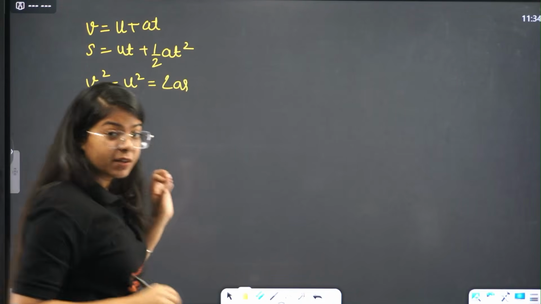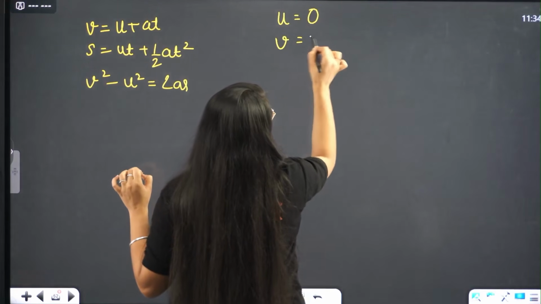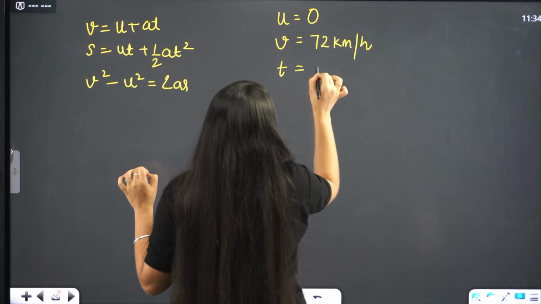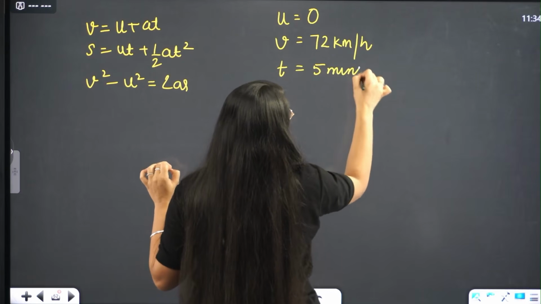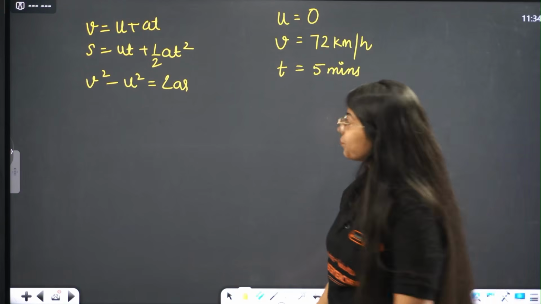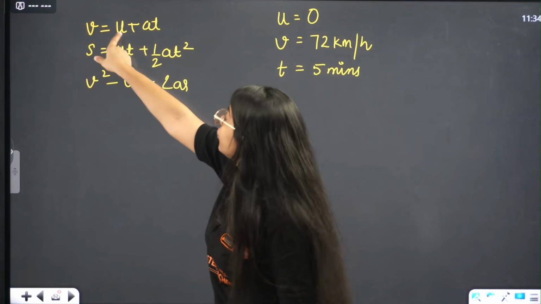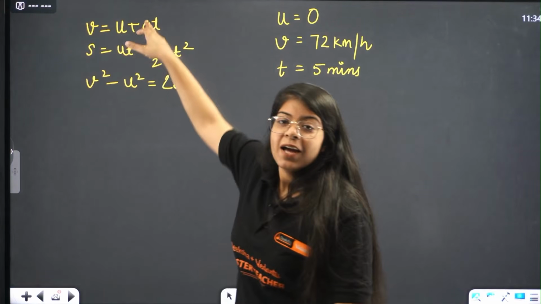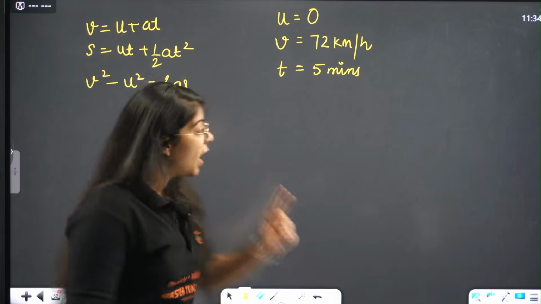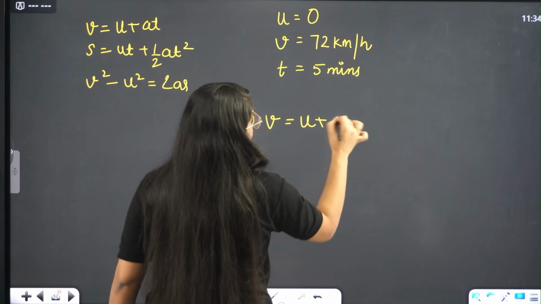Now, what am I given? Initial velocity, that is 0. Final velocity 72 km/h. And time is 5 minutes. Okay, so which equation can I use to find either S or A? Now, let's see the first equation. I have V, I have U, I have T, so I can find A easily. Can I find A easily? Now, we are using the first equation, V equals U plus AT.